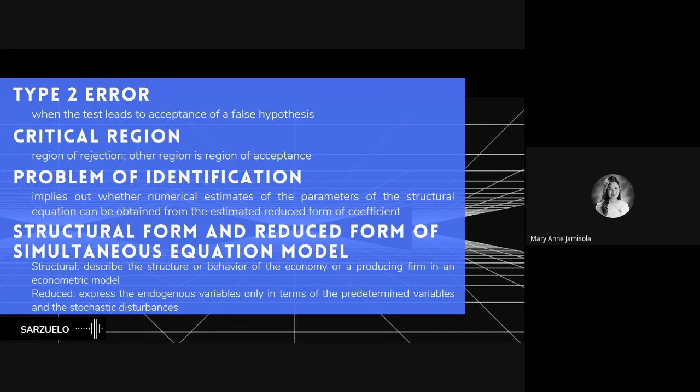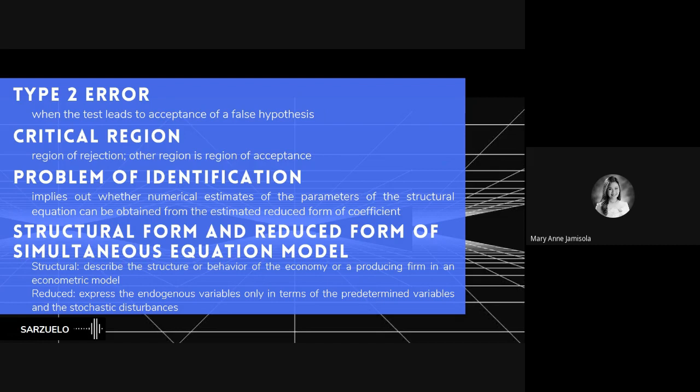Then we have a type 2 error. When the test leads to acceptance of a false hypothesis, it is called a type 2 error. Critical region. While accepting or rejecting a null hypothesis at a given level of significance, the region of rejection is called the critical region, whereas the other region is called the region of acceptance.